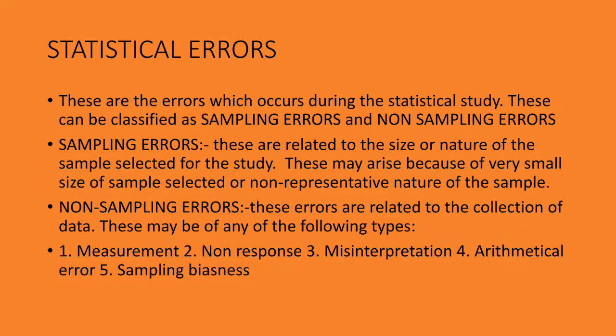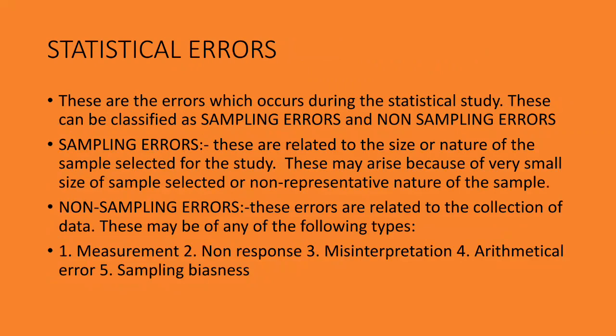The last topic of the chapter is statistical errors. These are the errors which occur during the statistical study, and these errors can be of 2 types, either sampling errors or non-sampling errors. Sampling errors are related with the size or nature of sample selected for the study. These may arise because of very small size of sample selected, or the selected samples are not representing the entire universe.